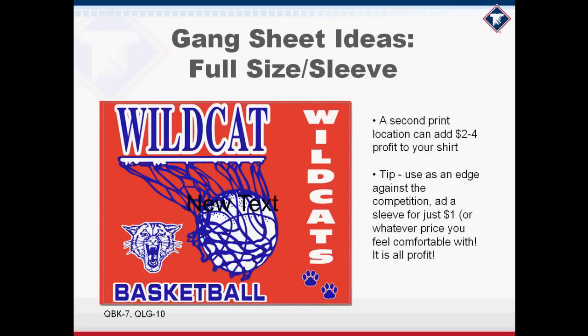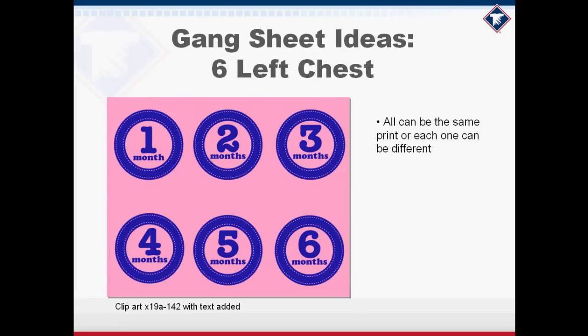If you're not a sleeve person, then here's another idea for gang sheets: 6 left chest designs. And now this is one of those popular ideas. I'm sure you've all seen it out there. One of the ladies in our office actually did this with her grandchild. A gang sheet that says 1 month, 2 months, 3 months, 4 months, 5 months, 6 months, and each month you take a picture of the baby wearing the shirt that says the particular month. So I'm sure it's probably out there on social media somewhere.